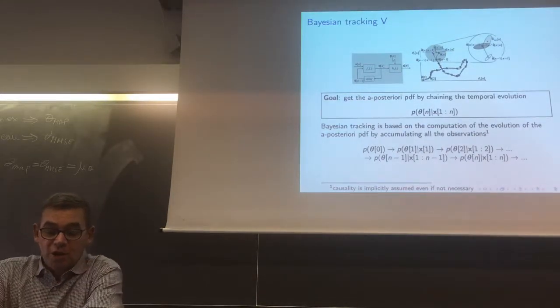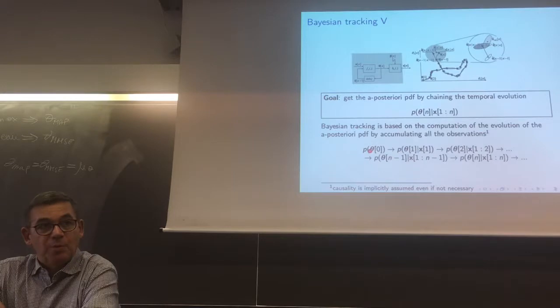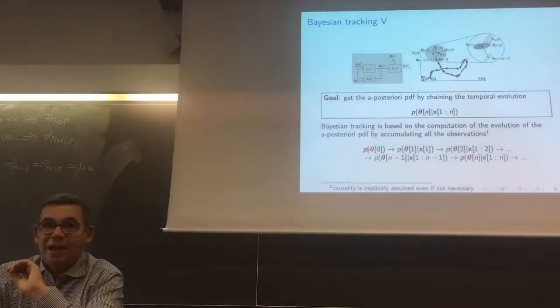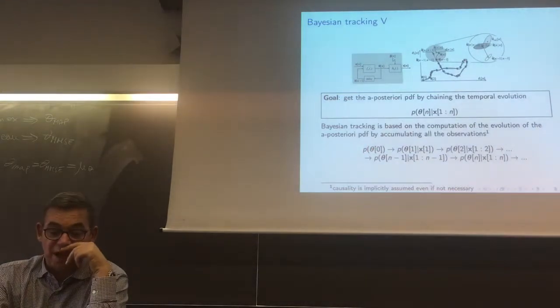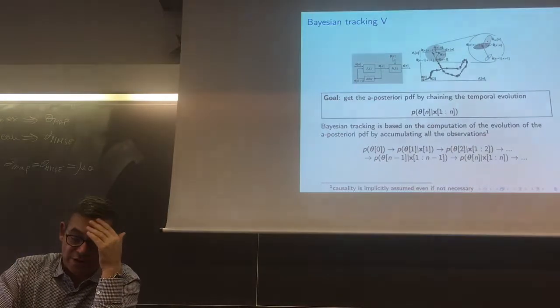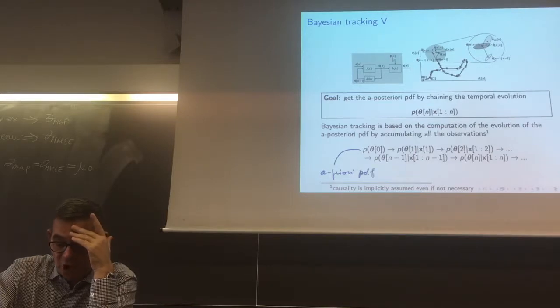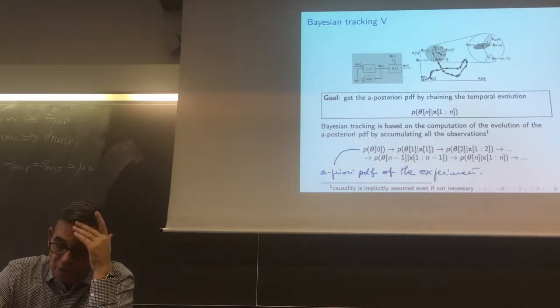In other words, what I am going to do is this. I'm going to start from a certain a priori probability density function at iteration 0, which means when I don't have any data. This is the a priori of the a priori, if you like. So this is the a priori probability density function of the experiment, of the overall.